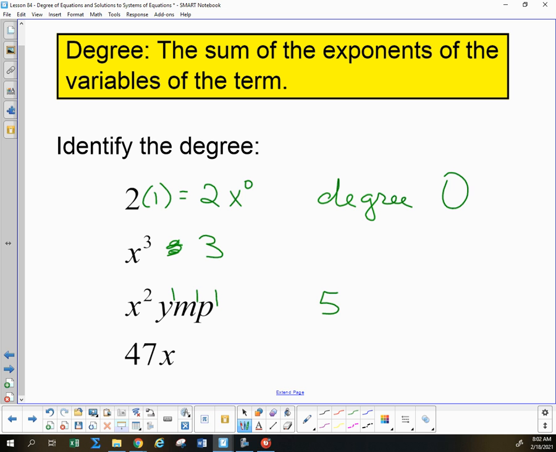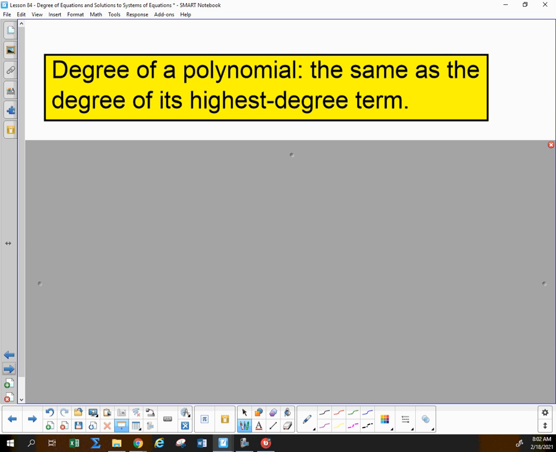And you guys here in class, what's the degree here? 1, because there's just that invisible 1. So that much is pretty easy. I like it when we get easy material going on here.